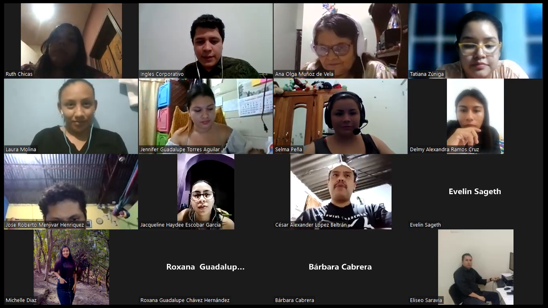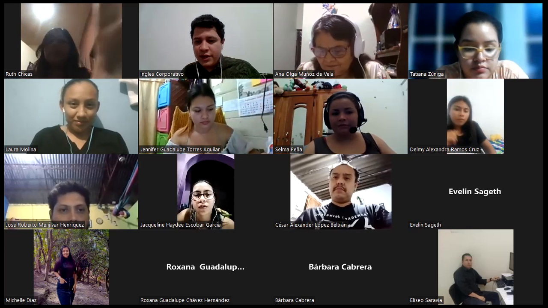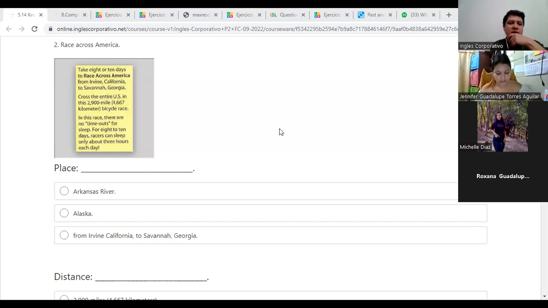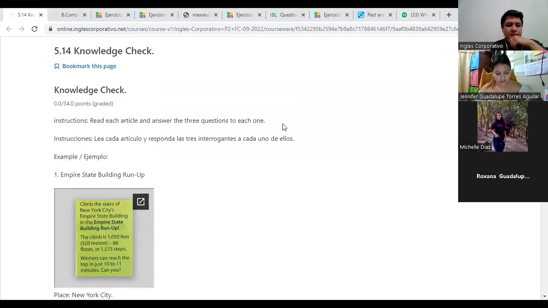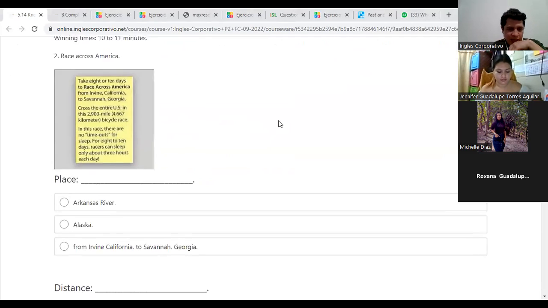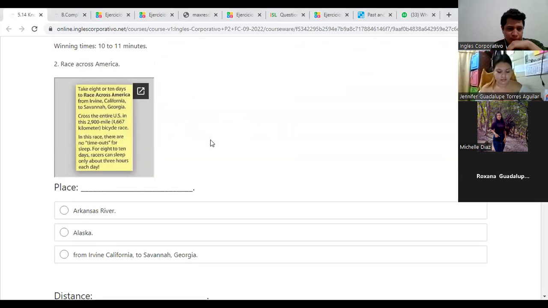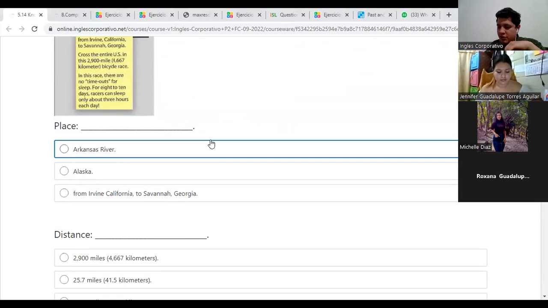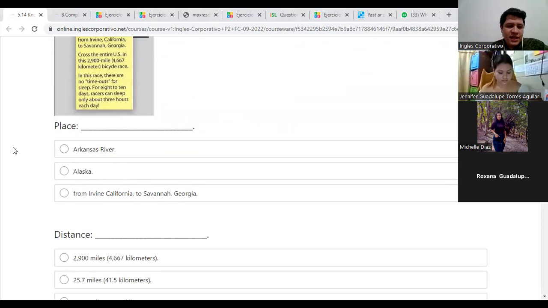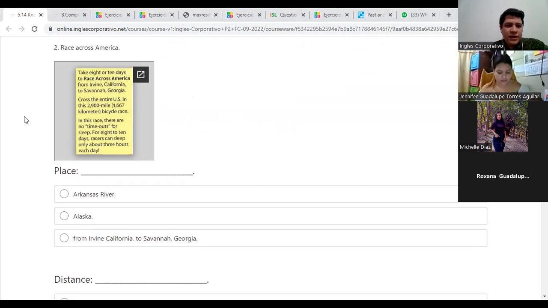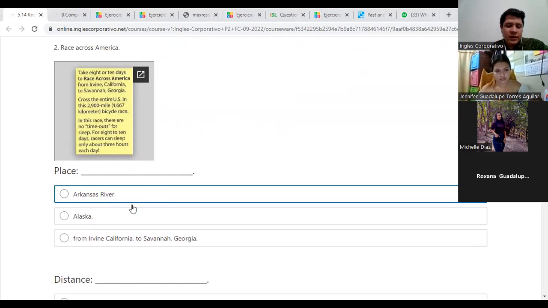Now, guys, let's see. I will share with you the screen of the exercise that we have. Here I have the exercise with this same reading. Have you seen this one? I have the first one, Race Across America. First of all, I will send you the scores of each group in the WhatsApp group. If you want to get extra points, you have to tell me the answer for each one. So for an extra point for your group, what do you think is the correct answer?